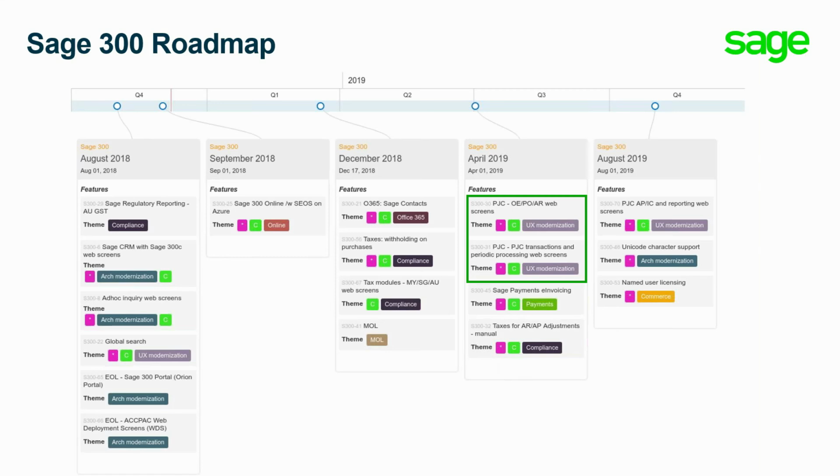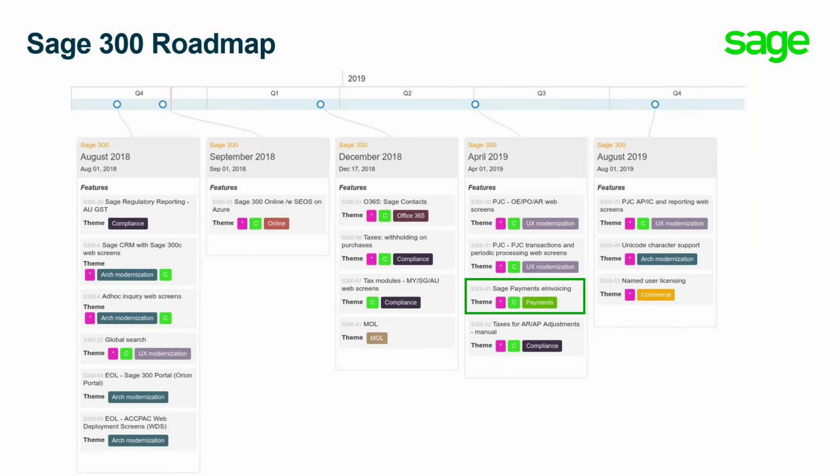And as you can see, that's going to be the order entry, the purchase orders, and the AR web screens, as well as all the embedded PJC transaction and periodic processing web screens. So these are things like your PJC time cards, material usage, etc. They will all be available as of April. And then we also have our Sage Payments and e-invoicing currently scheduled for April.